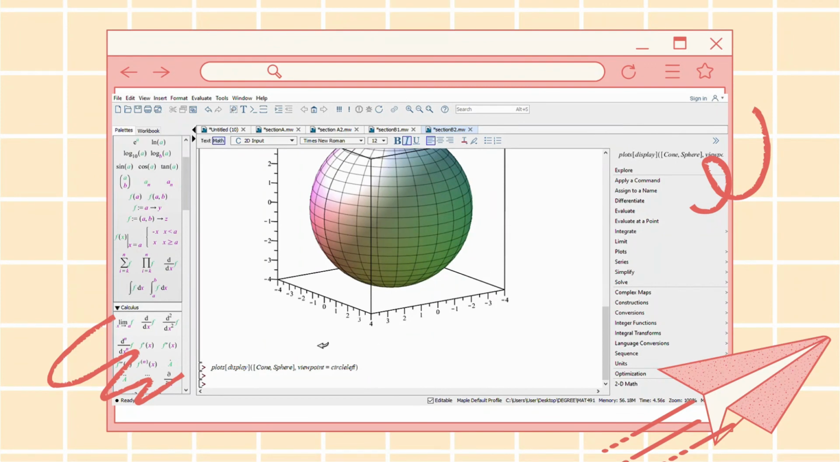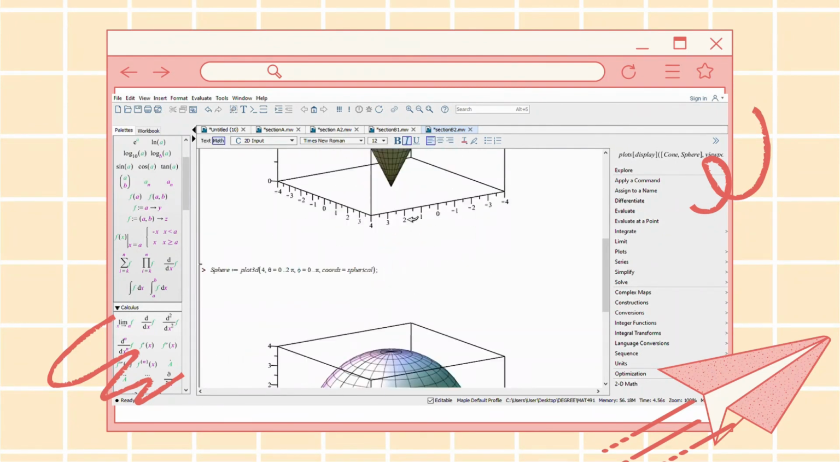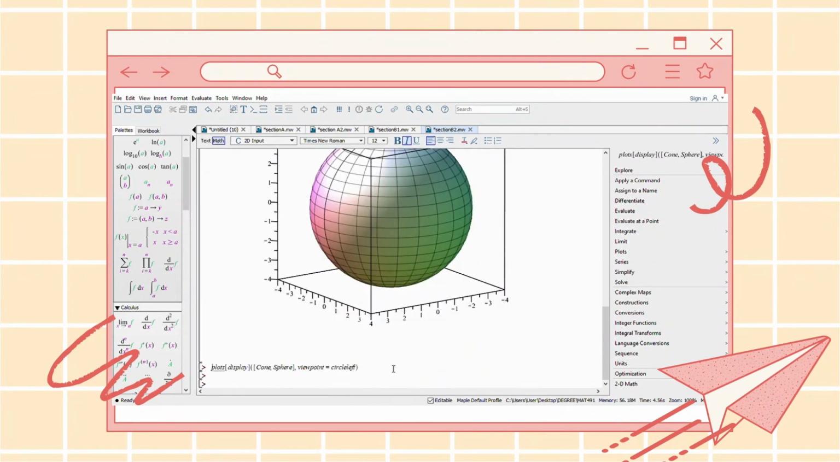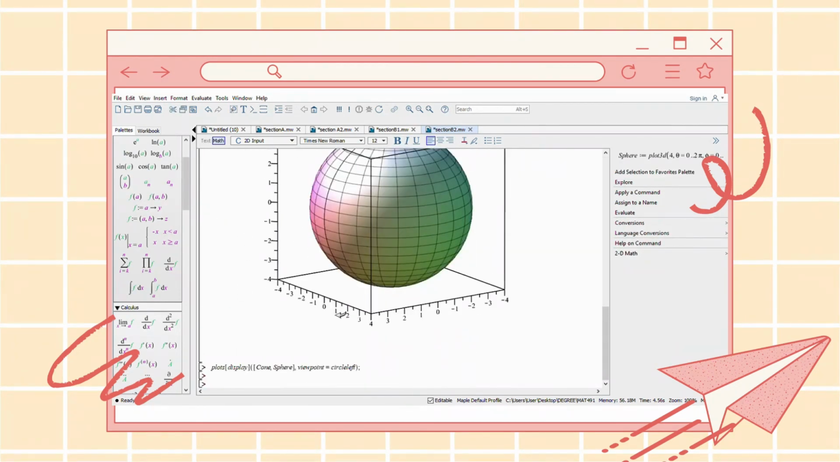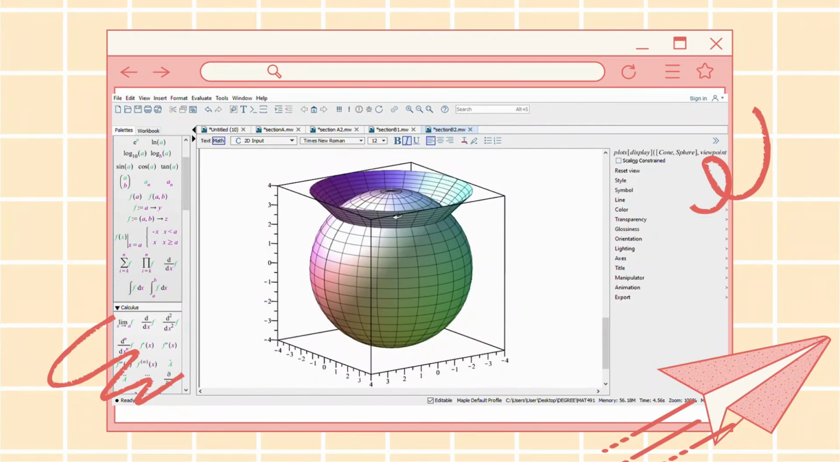Now, we have to combine both of these surfaces so that we can come up with a conclusion. The command would be plots, square bracket, display, square bracket, open bracket, square bracket, cone and sphere, the functions we wrote just now, so we just have to call them back. Viewpoint equals circle left, close bracket and semicolon. So this is how it turns out.